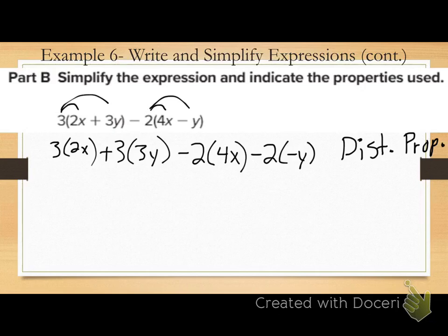Yeah, multiply. I've got to do all my sets of multiplication, right? 3 times 2x gives me what? 6x. 3 times 3y gives me 9y. Okay with those first two? Negative 2 times 4x. Negative 8x or minus 8x. Negative 2 times negative y. Positive 2y. If I'm multiplying a negative times a negative, that gives me a positive.